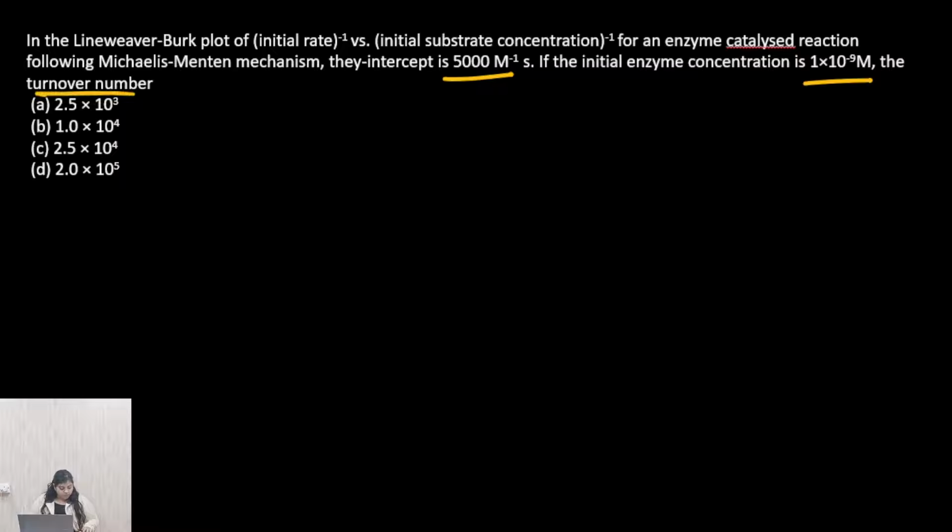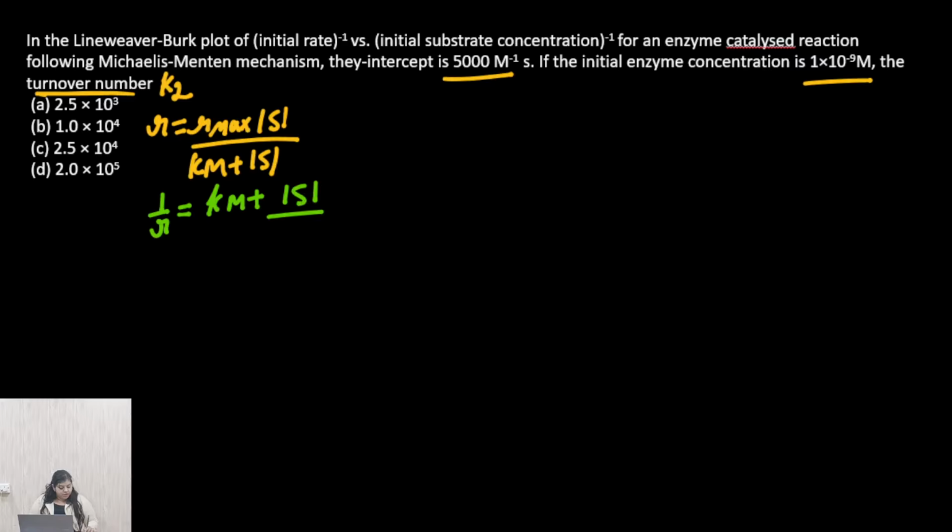So turnover number means we have to find the value of K2 over here. For the enzyme catalyzed reaction, we have the rate R equal to Rmax into S upon Km plus S. For the Lineweaver-Burk plot, you have to take the reciprocal, 1 by R, which will be Km plus S upon the denominator, Rmax into S. This is also Rmax into S, so this S and S cancel out.